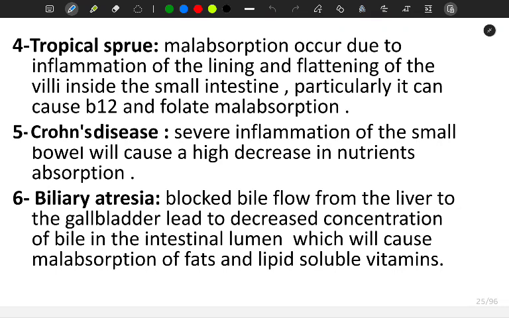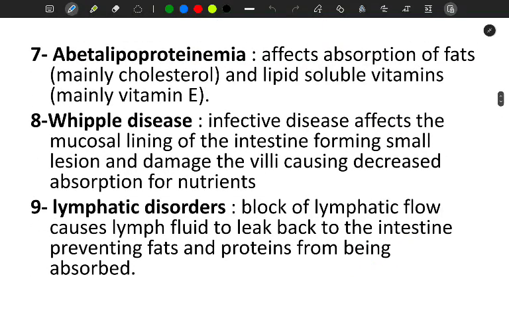Next, abetalipoproteinemia. Who knows? This is a genetic disease, a hereditary disease. What's the method of inheritance? What's the method by which we get this disease? Method of inheritance. I put this as a genetic disease. What's the method of inheritance, doctor? Anyone know?